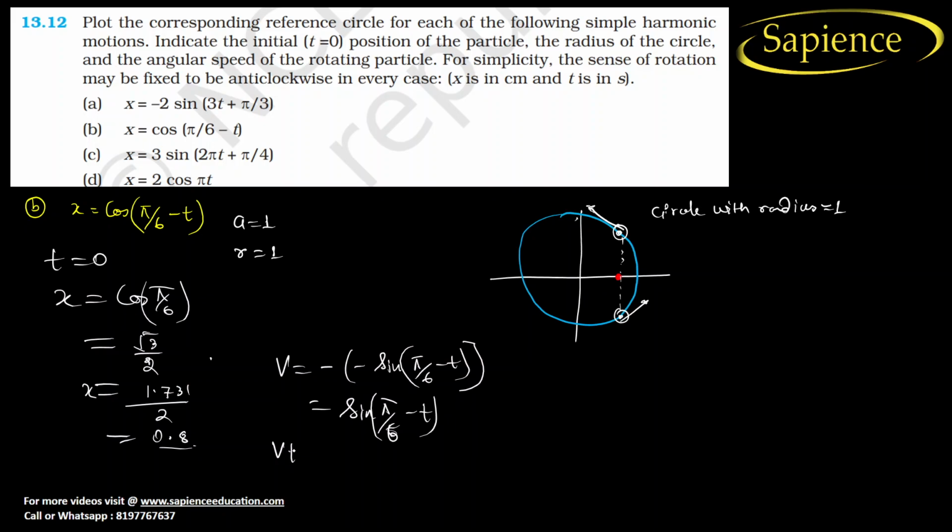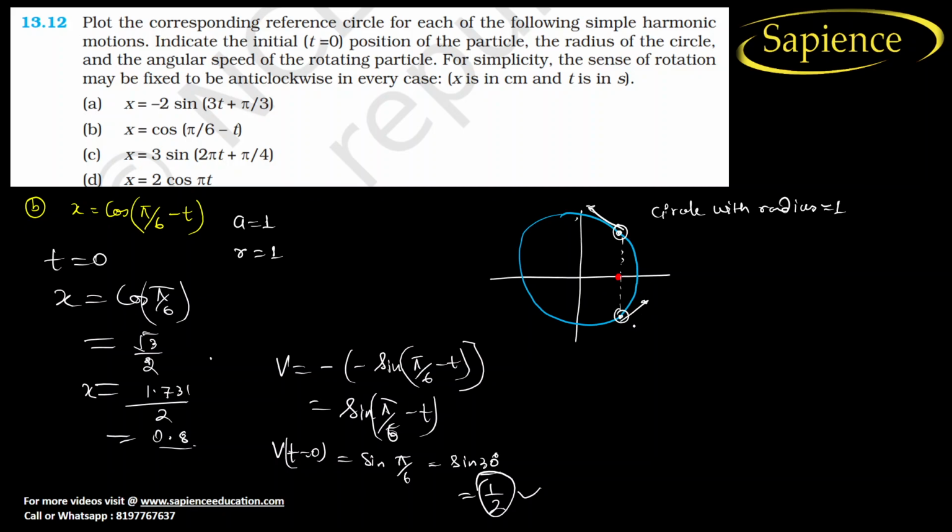Now at time t is equal to 0, we will have sine pi by 6. So pi by 6 means sine 30. Sine 30 means 1 by 2. So this is positive one. So positive 1 means what? See, this is positive 1. So positive 1 means what?